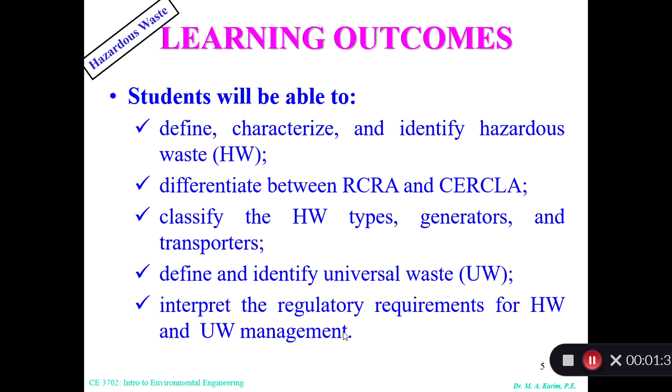So here are the learning outcomes for the student. It will be to define, characterize, and identify hazardous waste. Then differentiate between RCRA and CERCLA. Classify the hazardous waste types, generators, and transporters. Define and identify universal waste. Interpret the regulatory requirements for hazardous waste and universal waste management.